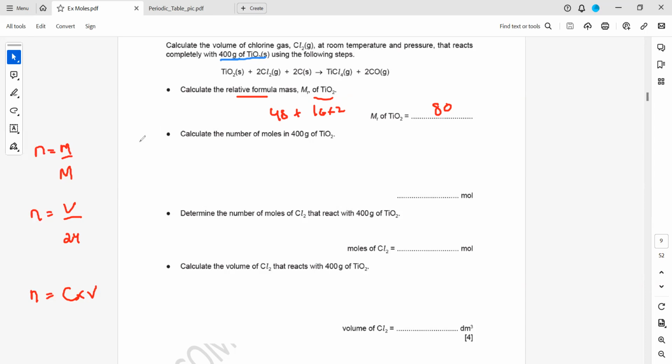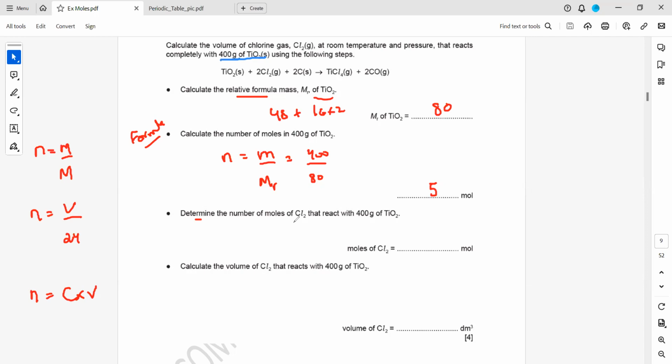Now calculate the moles in 400 gram. If we need the moles, we'll use the formula: moles equal mass in gram over molar mass. So mass in gram is given, 400, and the molar mass is 80 for titanium oxide. So 400 divided by 80. What's the answer? That's right, it is equal to 5. So we get 5 moles of titanium oxide.